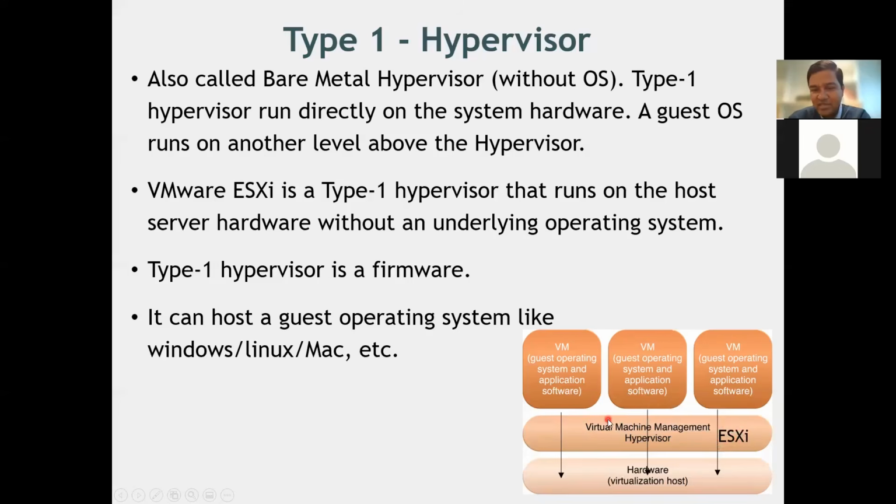So it is elastic, scalable, and connected to the internet. That is the name of the VMware software. ESXi is a software name for doing the hypervising.